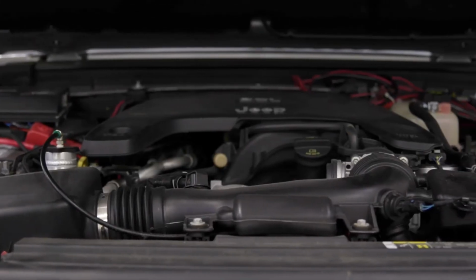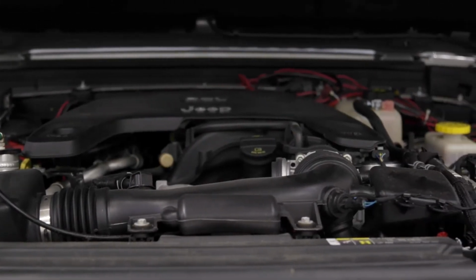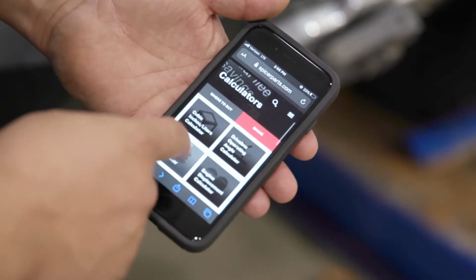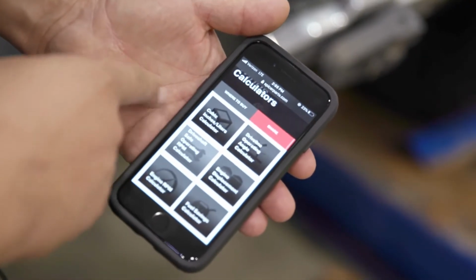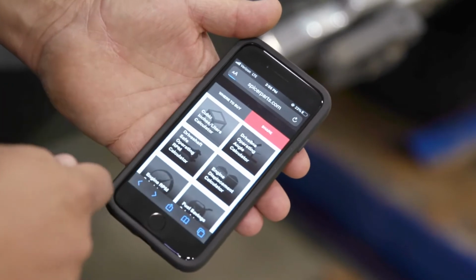The next calculator we're going to discuss allows you to convert cubic inches into liters of displacement when we're talking about the size of an engine. So if we want to talk about this Jeep right here, we'll open up the calculator. So we're going to go to the calculators page and go into the cubic inches to liters calculator.